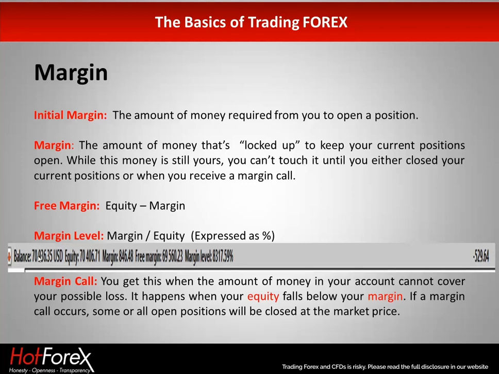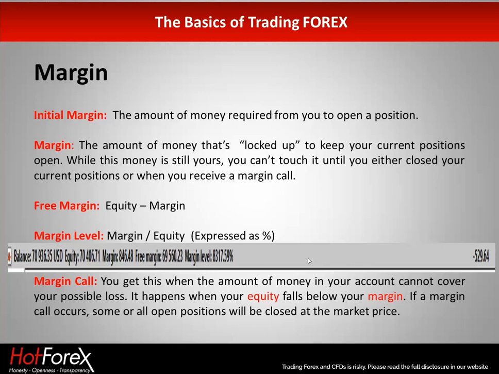So the free margin here, free margin is equity minus the margin, so equity 70,400 minus the margin here, this 800, leaves us this 69,560 level here. And the margin level, this 8,300 percentage, is the margin here, 846, divided by the equity, 70,400. So that's what these three levels explain, and you'll see these at the bottom of your MT4 account as well.